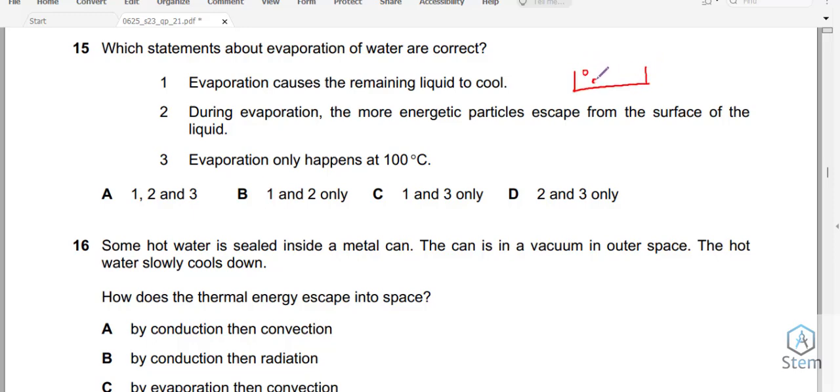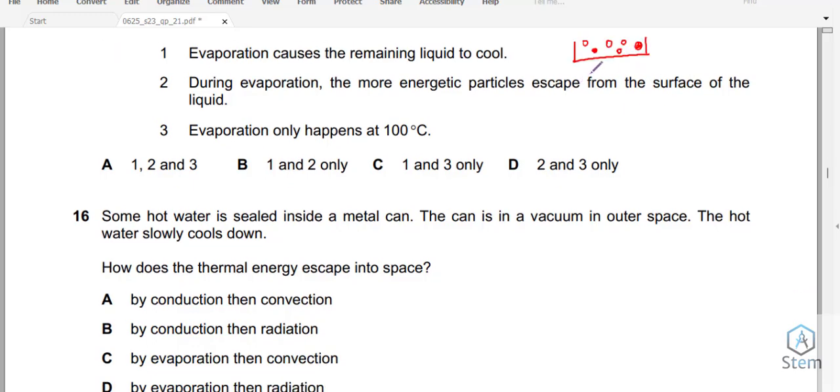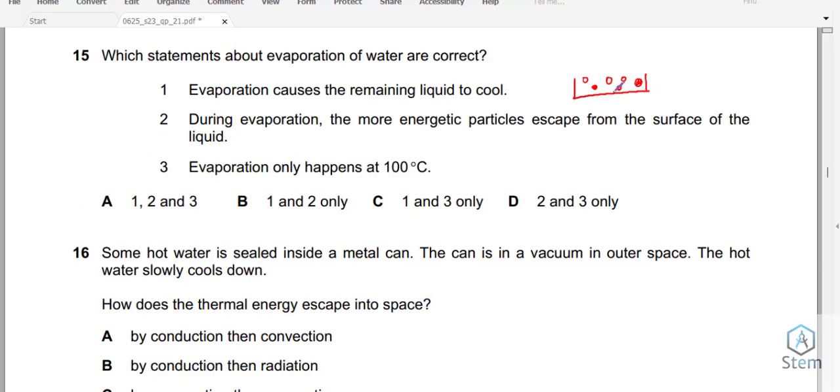We have particles which have a lot of heat energy, and we have particles which don't have a lot of heat energy. So what is going to happen is, if the particles with more heat energy escape, or if they move away, then the particles with less heat energy are going to remain, and that means the remaining particles will be colder. So number 1 is correct.